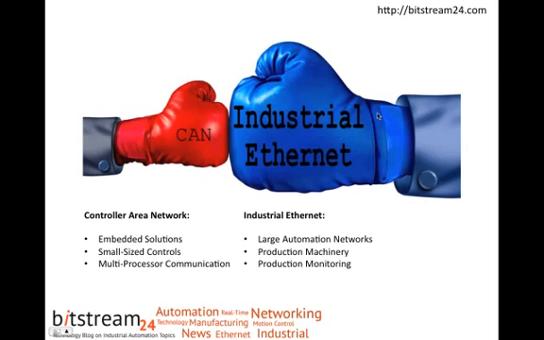CAN is definitely a suitable choice for small size controls. That is, embedded solutions that require multiprocessor communication. Industrial Ethernet unfolds its vast performance specifically in the larger networks for automation and control of production machinery, including production monitoring. And production monitoring is a very important aspect.